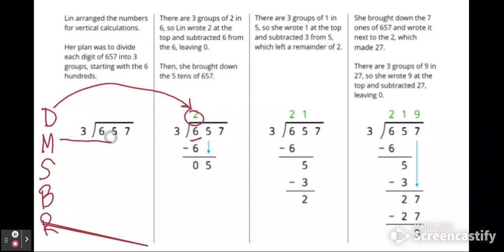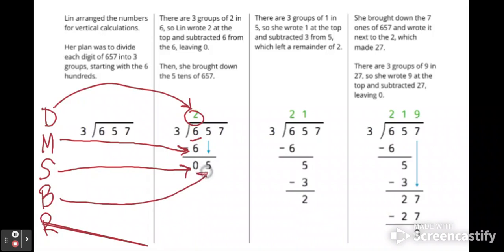Next step, she's multiplying. Okay, 2 times 3 is 6, so she's going to write that there. Next step is subtraction. 6 minus 6 is 0. Fourth step is bring down. She brought down the next place value, which in this case happened to be a 5. And then we're going to repeat. That's what that R means, repeat. So we're going back up. We're going to now look at how many times 3 goes into 5. Well, as she continues on over here, 3 goes into 5 one time.